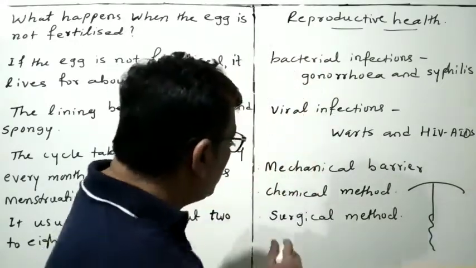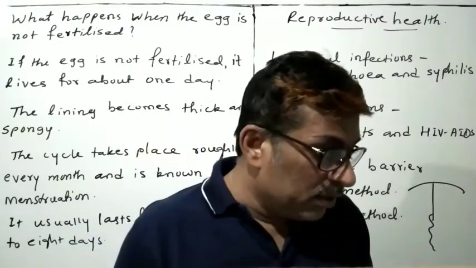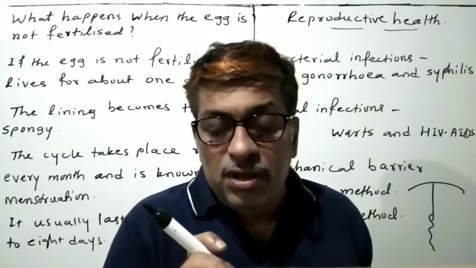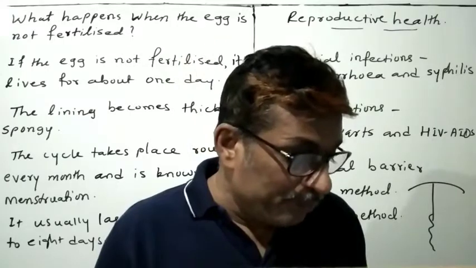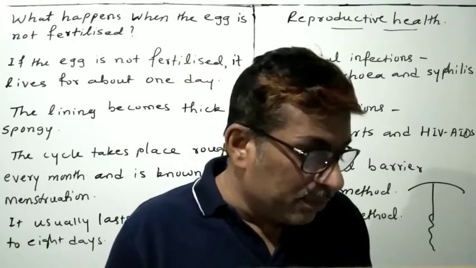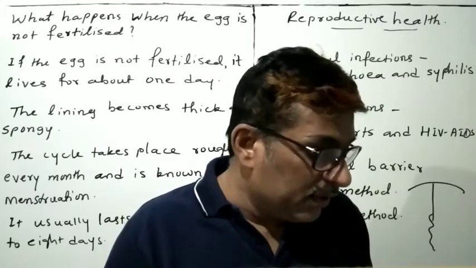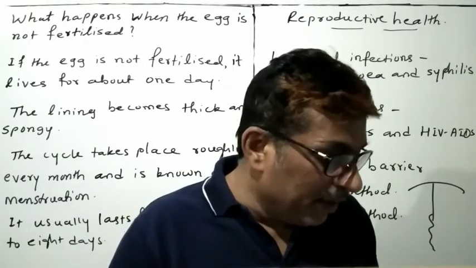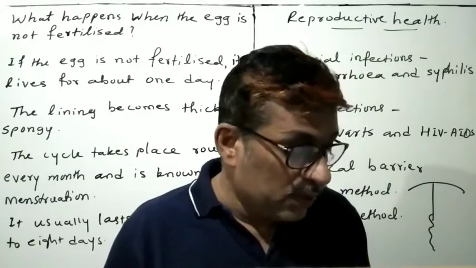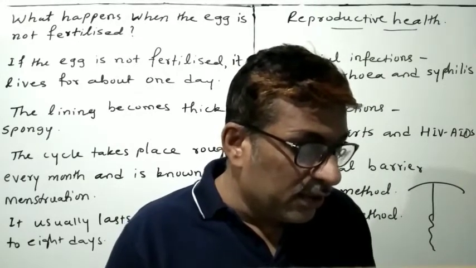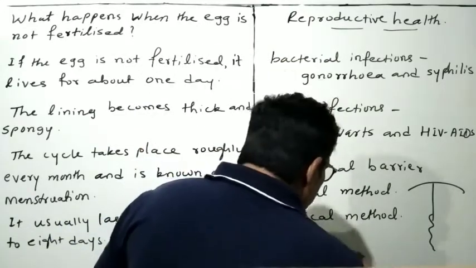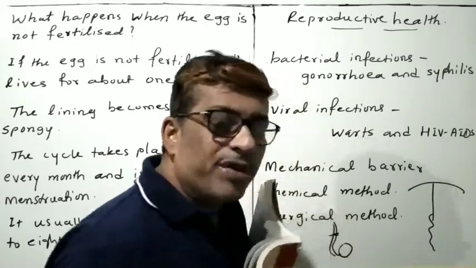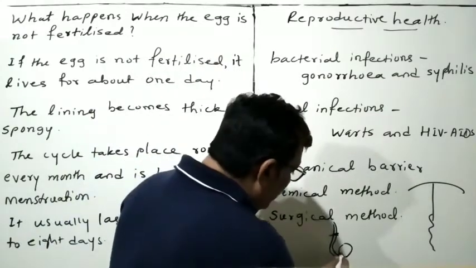And one more method is the surgical method. Surgical method means it can be used to create blocks. The blocking means that the sperm will not fuse with the ovum. These surgical methods are safe for the long run, and they can be used for the male organs and the female organs also. Suppose this is the testis and here the vas deferens will be cut. This type of surgery is called vasectomy.